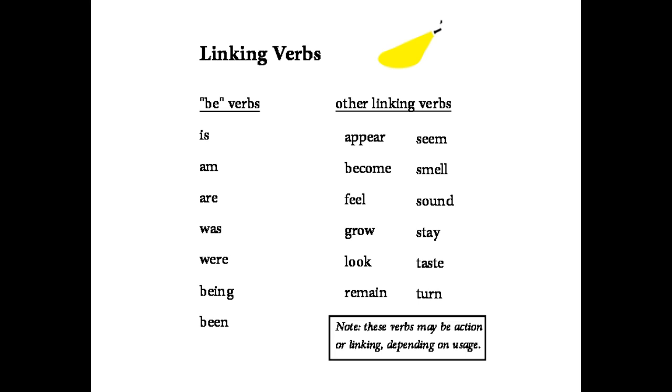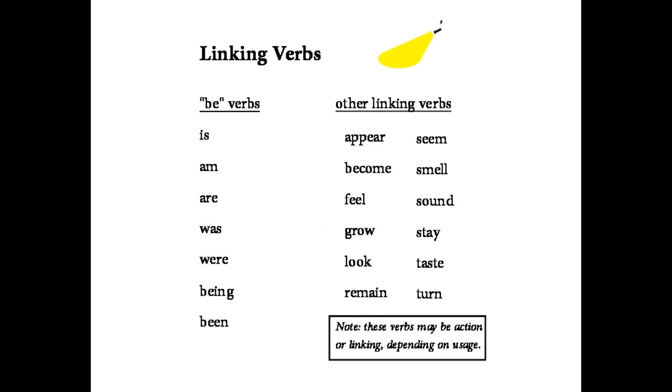On your handout, you're going to see a chart that'll be very helpful to you as you're learning this. There's a chart with all of the be verbs. These are linking verbs when they're used as main verbs. But then there are a bunch of other linking verbs too: appear, become, feel, grow, look, remain, seem, etc. And these ones are a little bit tricky.